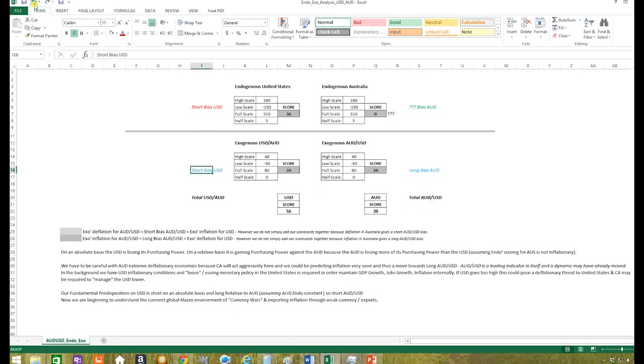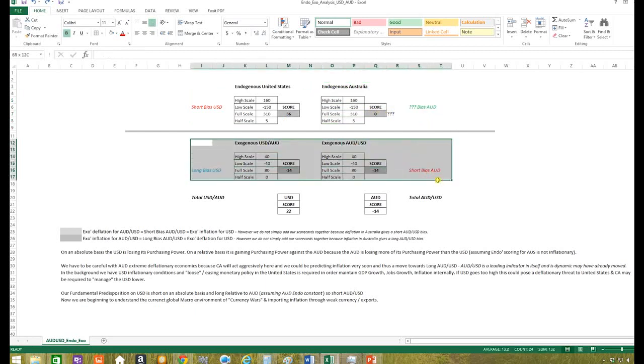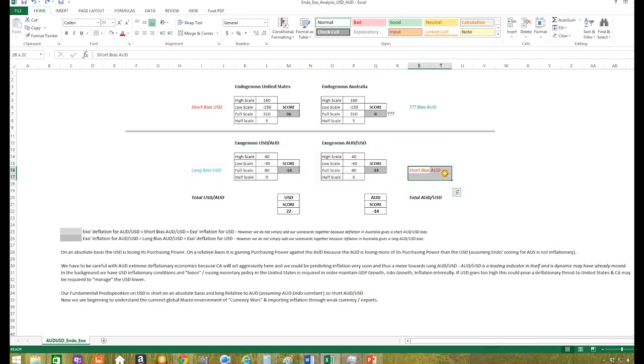So if we change this back, we can see the current situation where we've scorecarded endogenously in the United States. Theoretically, we've scorecarded endogenously in Australia, and we're keeping that number constant. And we've scorecarded across our exogenous analysis across the Australian economy and measured this relative to the US economy, and ended up with a short bias in the Australian dollar due to deflation.